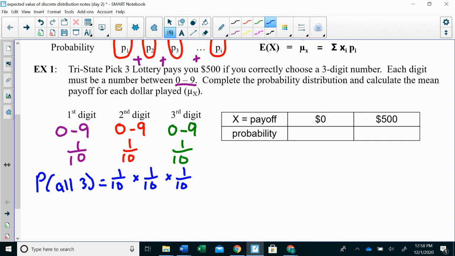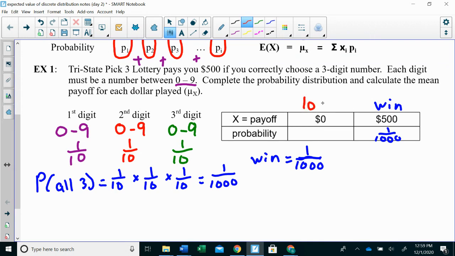So the probability that we get all three of these right, when I multiply this together, is 1 out of 1,000. So what that means is the probability that we win this lottery is 1 out of 1,000. Well, if we win the lottery, then we get paid $500. So winning the lottery, we get paid $500. That probability is 1 out of 1,000.